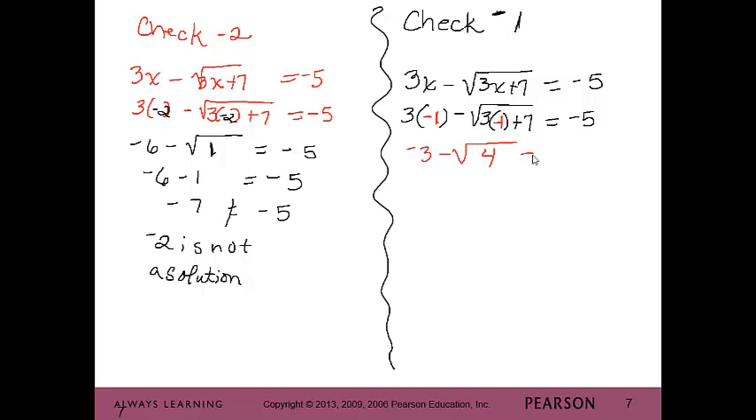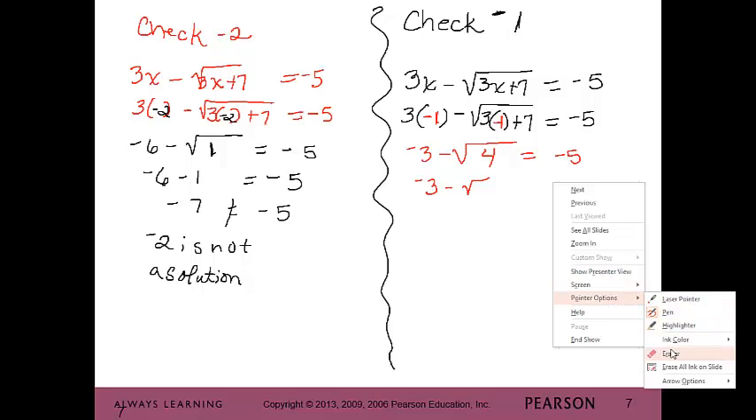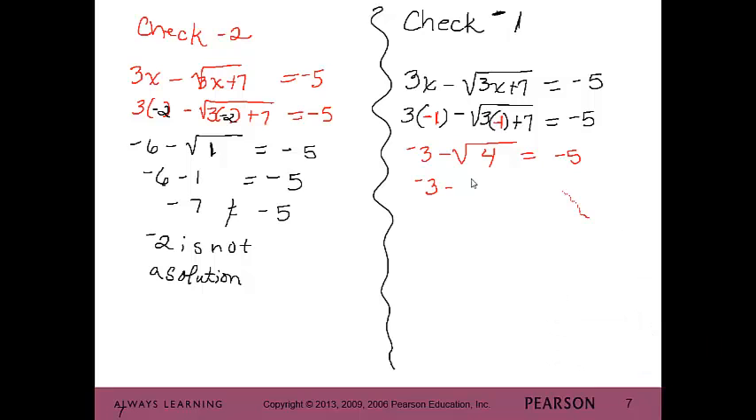So here you get negative 3 minus the square root of 4, which is 2. So the square root symbol is gone. Which is equal to negative 5. Okay? Negative 5 is equal to negative 5. So negative 1 is a solution. So the answer is x equals negative 1. Okay?